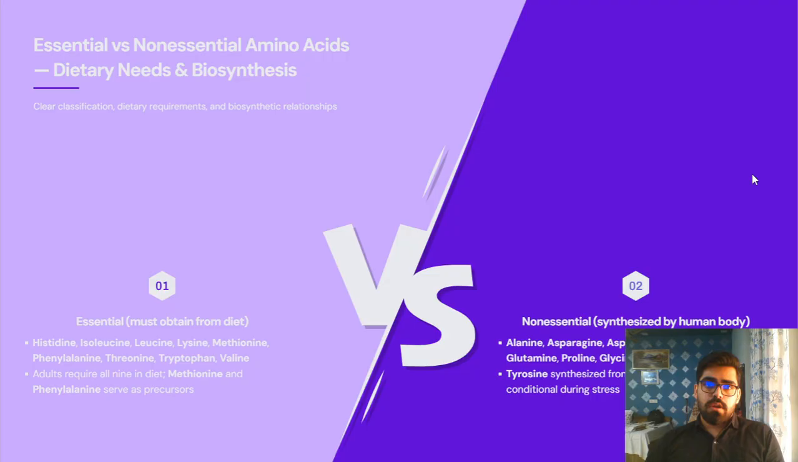Adults require a specific diet, with methionine and phenylalanine serving as precursors, whereas the non-essential ones are those which can be produced or synthesized by the human body. For example, alanine, asparagine, aspartate, and so on. Tyrosine is synthesized from phenylalanine. Some become conditional during stress. So some non-essential amino acids, which are synthesized by the human body, are also required in important aspects of human function. Some deal with stress too. So they are important for the human body, even though they are non-essential.